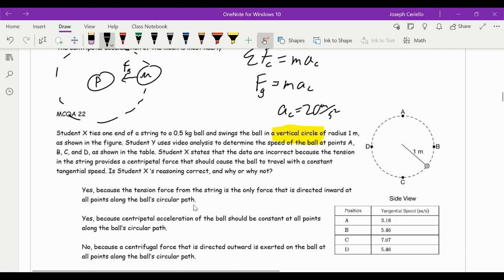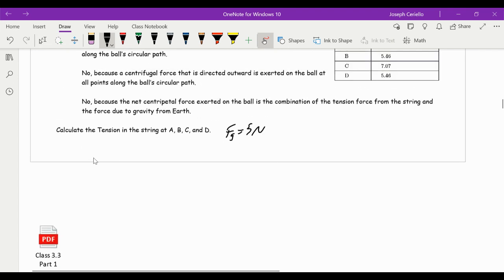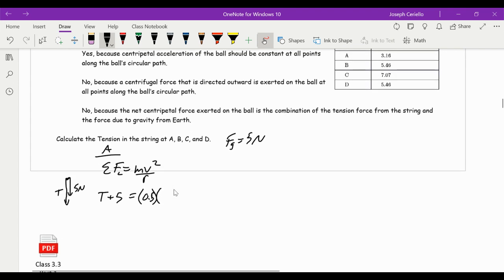So let's do A. A is at the top of the circle. So for A, we have tension pointing down, and we have 5 newtons pointing down. So the sum of the centripetal forces is equal to mv squared over r. So the two forces are going to be tension plus 5 newtons equals 0.5 kilogram, or excuse me, 0.5 kilogram. Now v is going to be 3.16 squared.